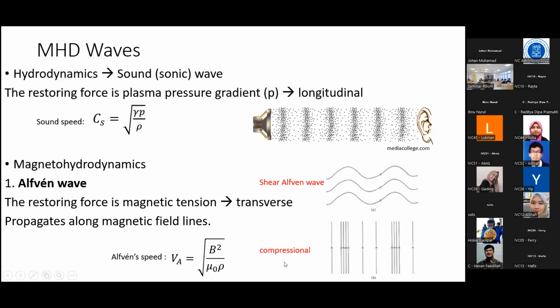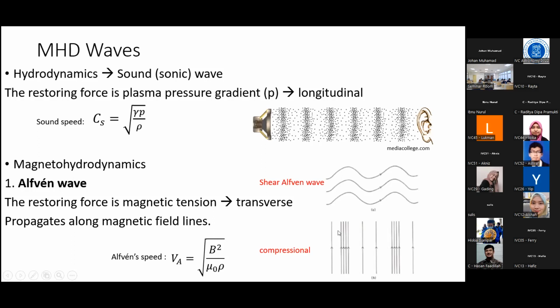And also we can have a compressional wave, because if we have magnetic field lines which have different pressure like this, then we can get almost the same as the sound wave, but this is perpendicular to the magnetic field lines.